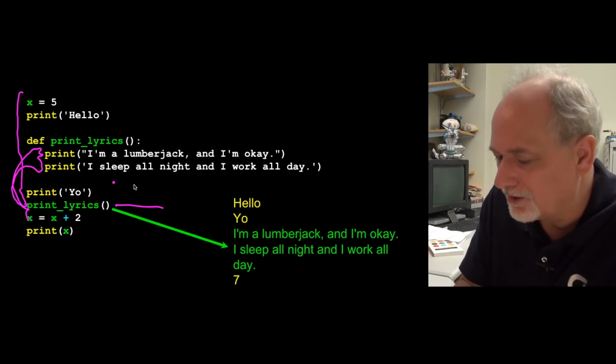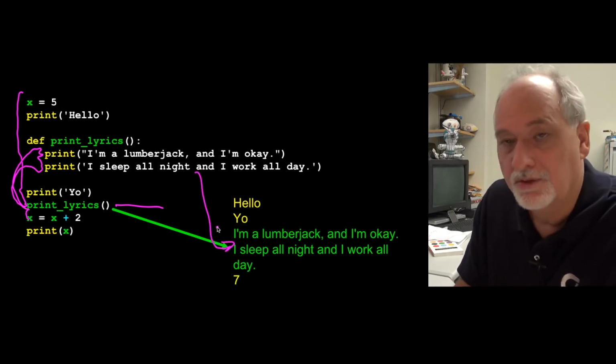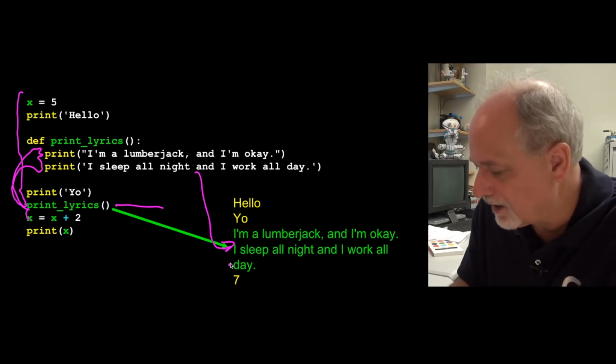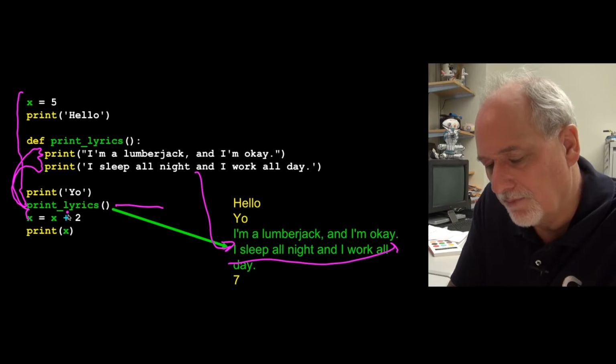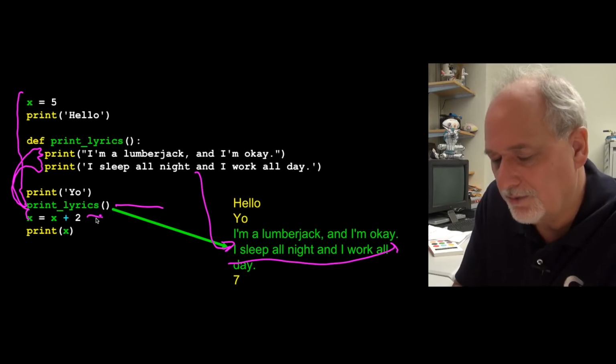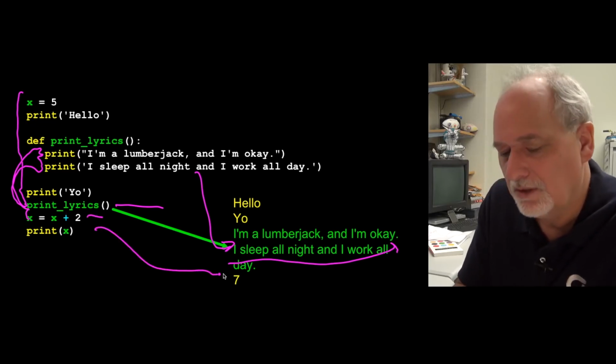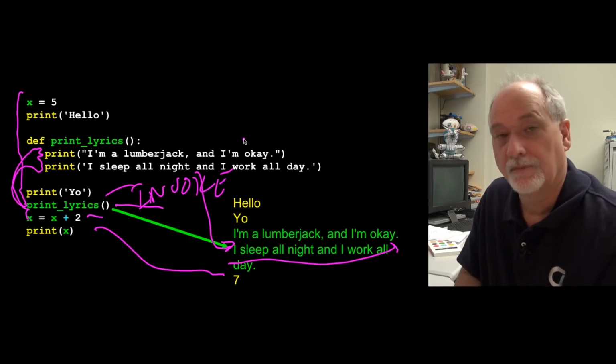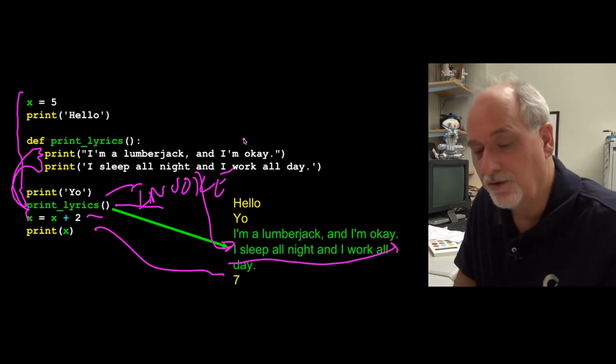And then the print lyrics, of course, produces the 2 lines of output. And then x equals x plus 2, which makes it 7, and then prints out 7. Okay, so this is the invoke or call the function. Okay, you defined it, and then later you called it.